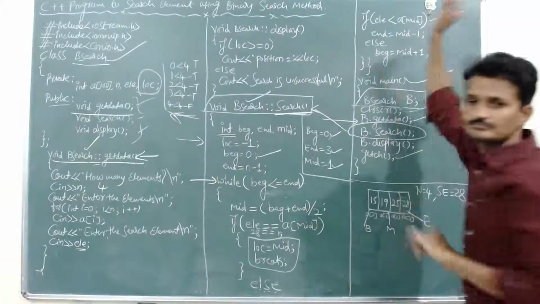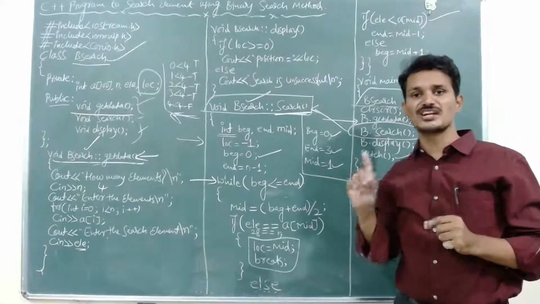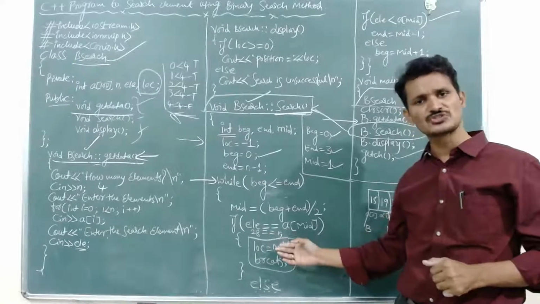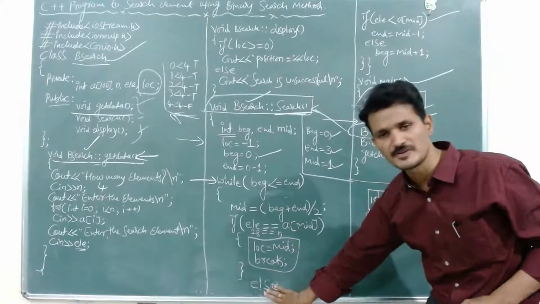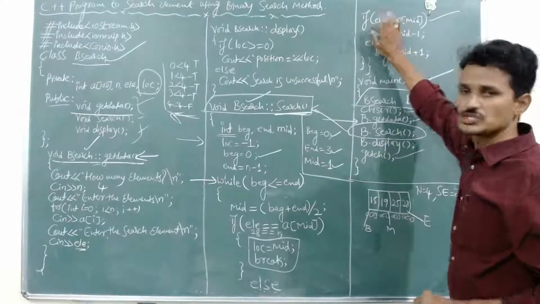I'll come here. These two statements will be executed only when the condition is true. But my condition is false, right? 28 is not equal to 19. Condition false means I am going to execute after the else part. After the else part means this statement.